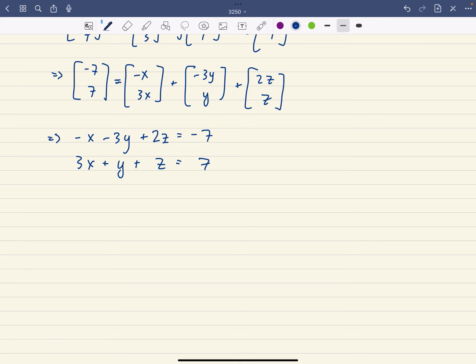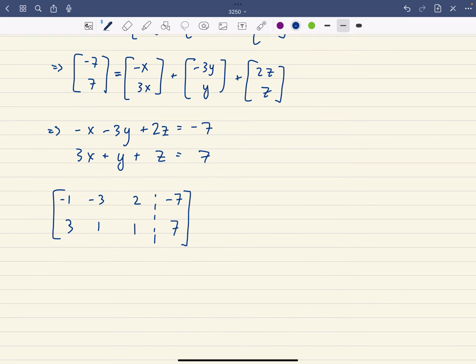So what we're going to do is write this as a matrix and just pretend that this has no other context and we want to solve the system. So we can write this as -1, -3, 2, -7. Remember, I like to put the dots to represent the equal signs. The book does not, for whatever reason. That's okay. And then the bottom row will be 3, 1, 1, 7. And we want to reduce this as much as possible.